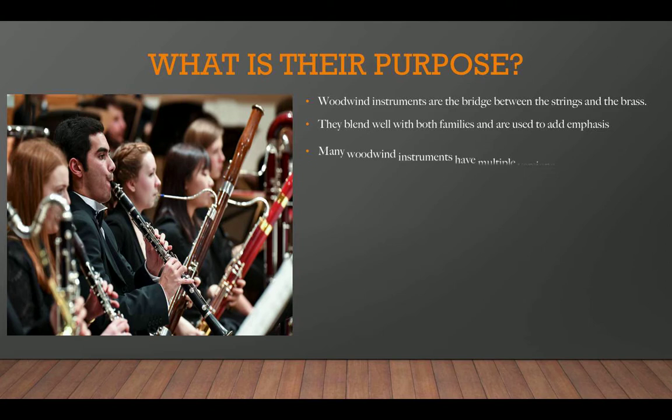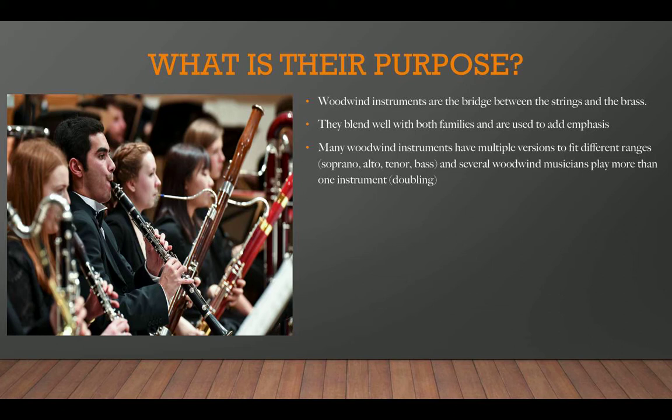The next thing that's really cool about woodwind instruments is that many of them have a lot of different subfamilies, because people sometimes need those woodwinds to fit all of the different musical ranges. Remember I talked about this in the brass video: the soprano is the highest, the alto second highest, tenor third highest, and then bass is the bottom. So the main instruments we're talking about in this video would be flute/piccolo, clarinet, saxophone, English horn, oboe, and bassoon, right?